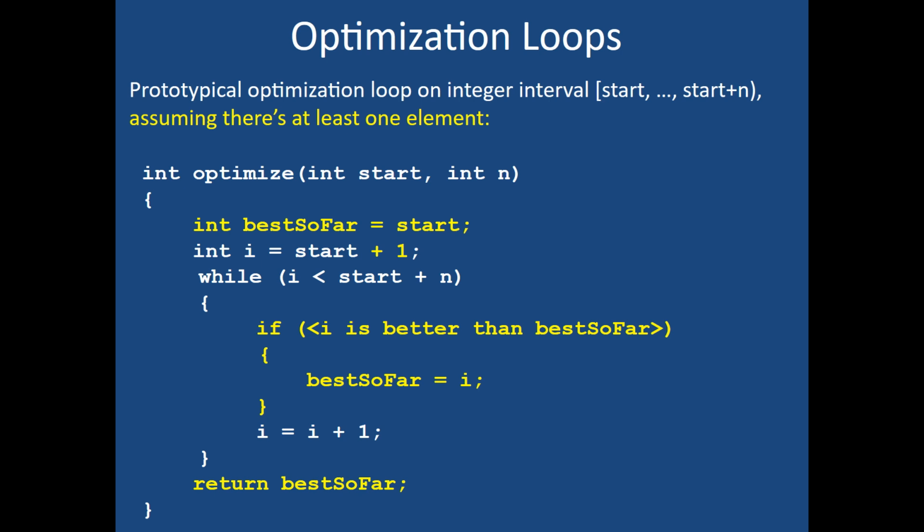And you're always faced with the question, what's the initial value of best so far? If you can assume there's at least one element, the simplest thing to initialize best so far to is the first element. Now, because initially that is the best so far. Why do I do a +1 right here?